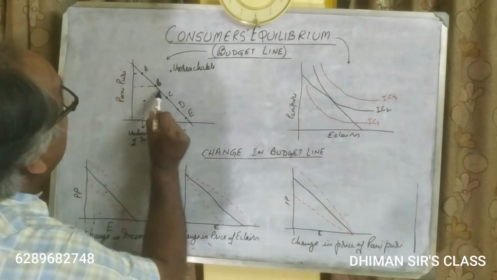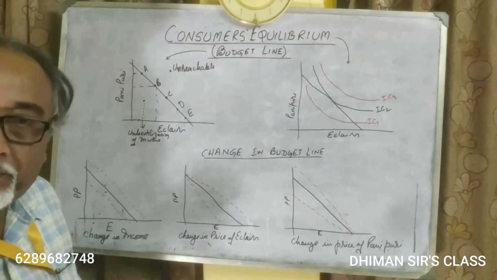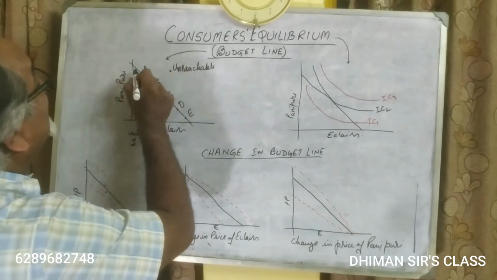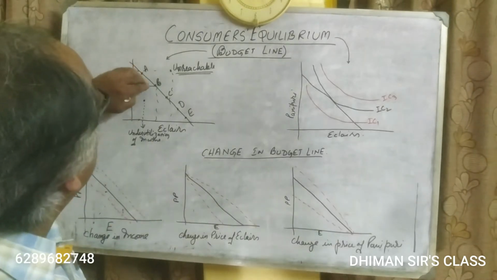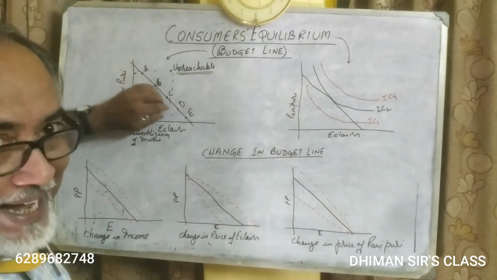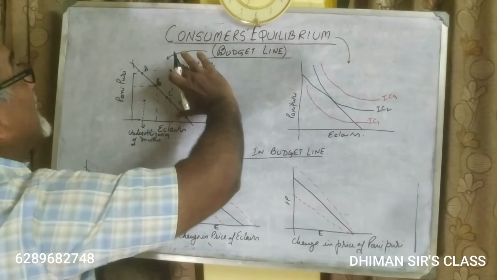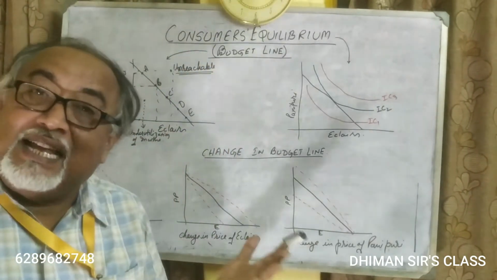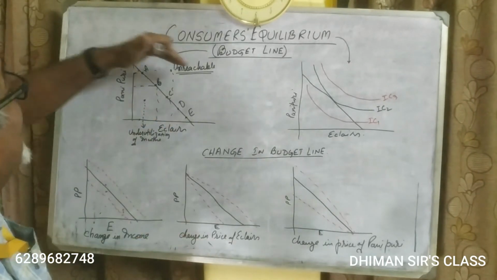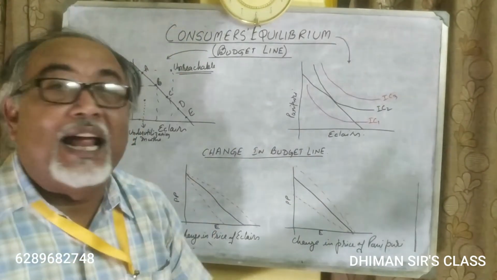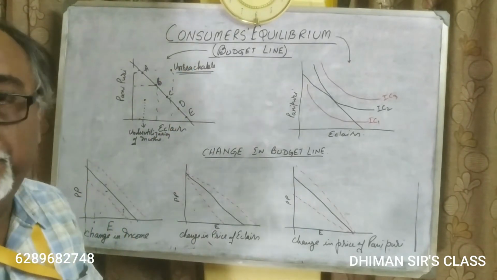Now this is my maximum limit, this is my aukat, this is my limit. If I want to attain this combination, it will be unreachable. Why? Because my limit is only up till here, and if I want to consume this much eclairs and this much pani puri, I cannot, because my income will not permit it. I have to pay the price of pani puri and the price of eclairs, and I don't have that much money in my pocket. So it is unreachable for me.